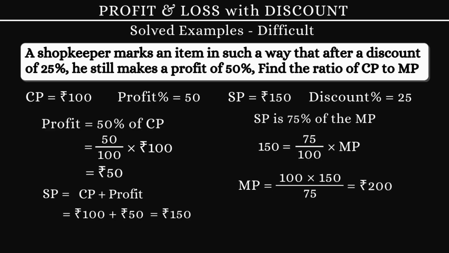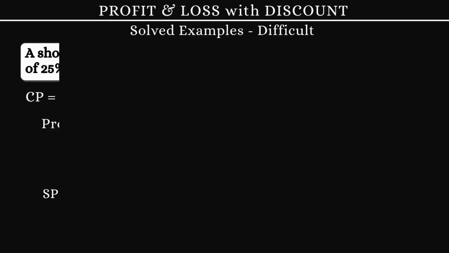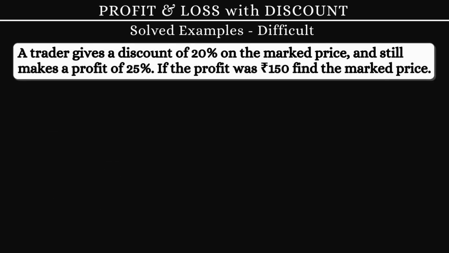This is not our final answer. We are asked to find the ratio of cost price to the marked price. We know that cost price is rupees 100 and marked price is rupees 200. So the ratio 100 is to 200 will simplify to 1 is to 2. With that, we come to the last question. A trader gives a discount of 20% on the marked price and still makes a profit of 25%. If the profit was 150 rupees, find the marked price.